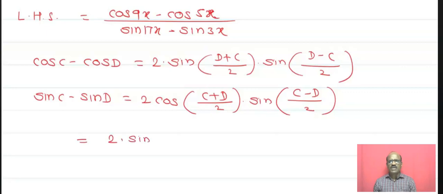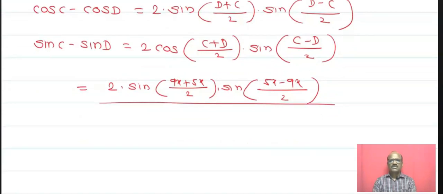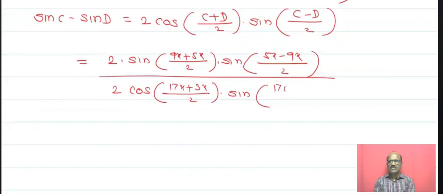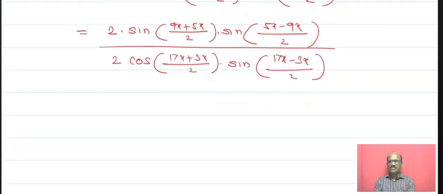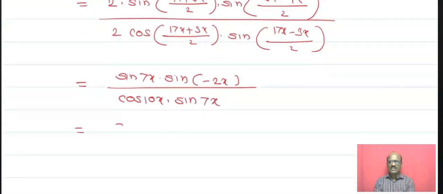Now see this here. 2 times sin of 9x plus 5x upon 2 and sin of 5x minus 9x upon 2, and next 2 times cos of 17x plus 3x upon 2 and sin of 17x minus 3x upon 2. This 2 gets cancelled. 9x plus 5x means 14x upon 2, so we get 7x first. Then sin of minus 2x, and cos of 10x, cos of 7x, sin of 7x.